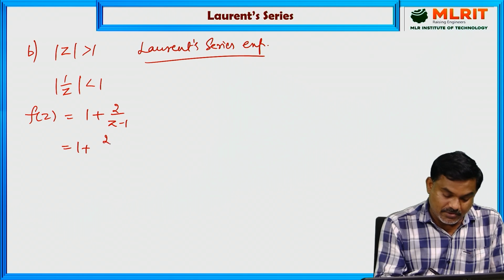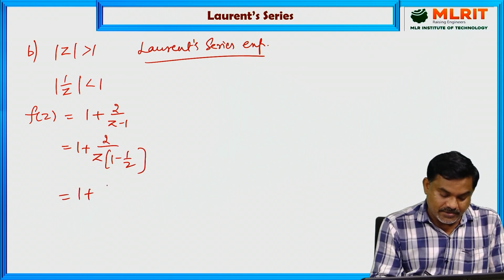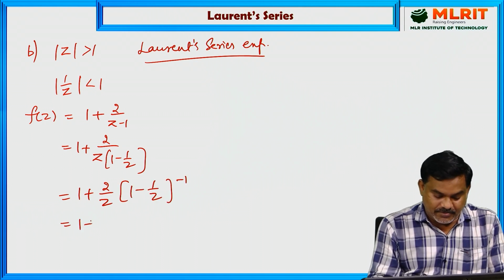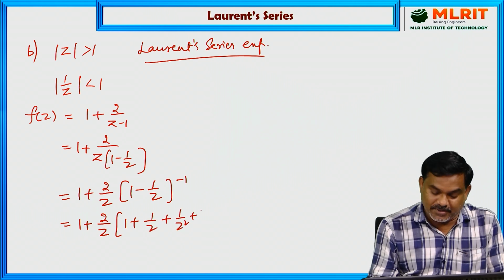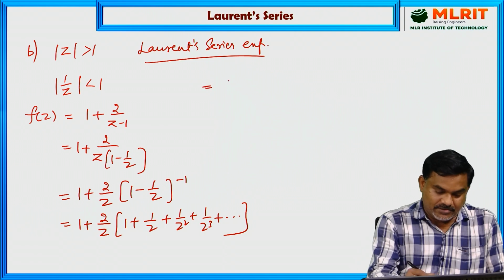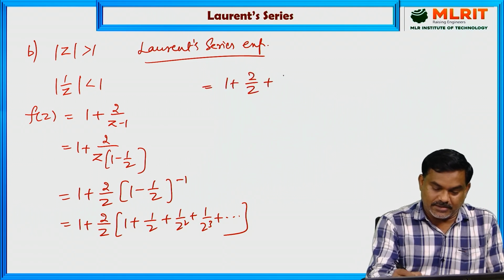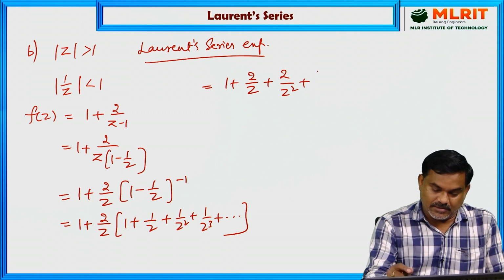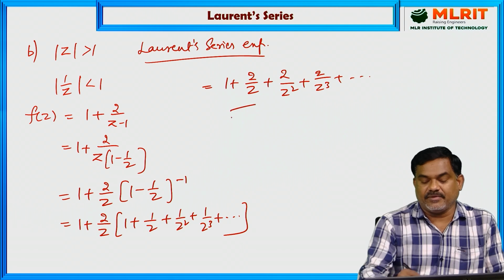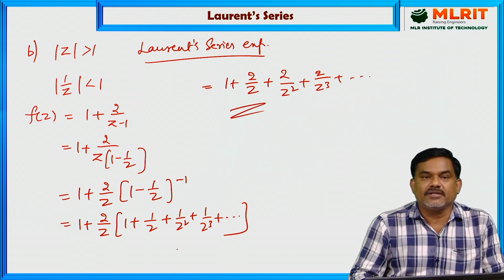z terms. So, I will take z common, 1 minus 1 by z, which is 2 by z into 1 minus 1 by z power minus 1. So, 1 plus 2 by z, 1 plus 1 by z plus 1 by z square plus 1 by z cube and so on, which is 1 plus 2 by z plus 2 by z square plus 2 by z cube plus so on, which is the Laurent series expansion in the given region.